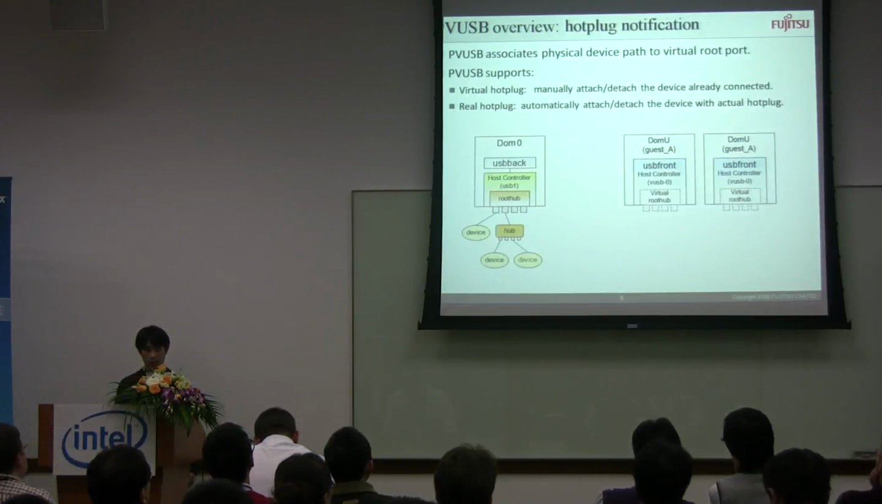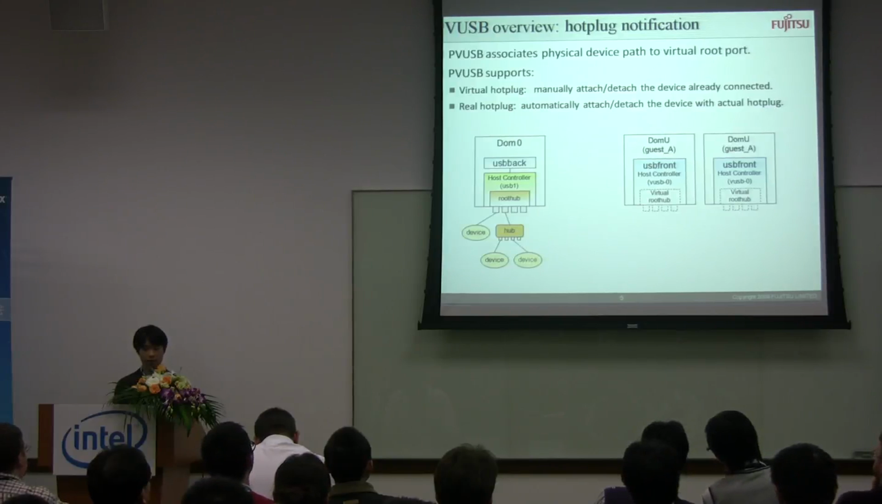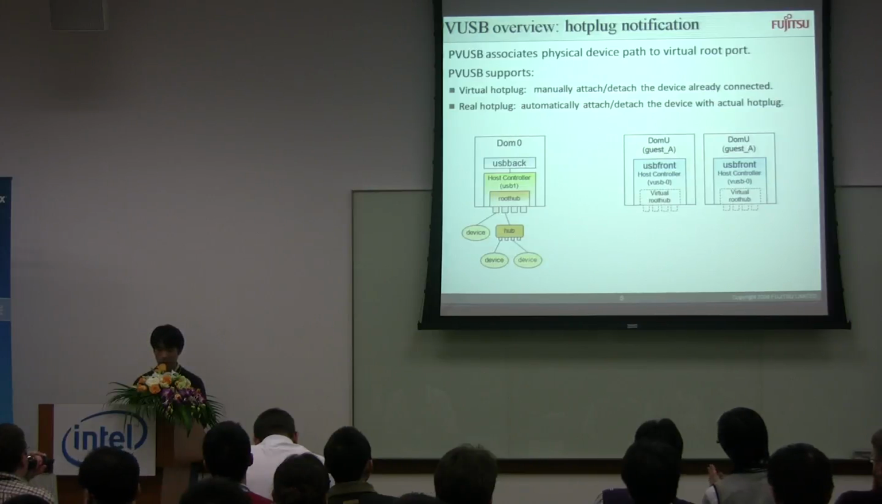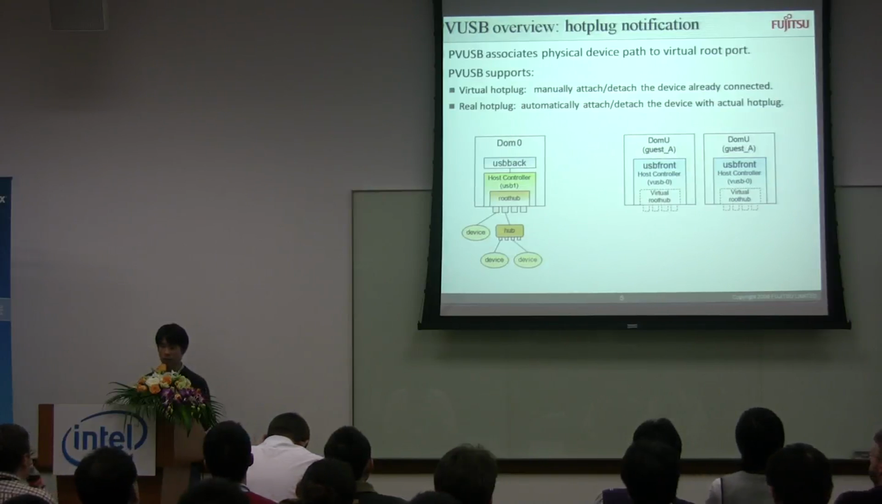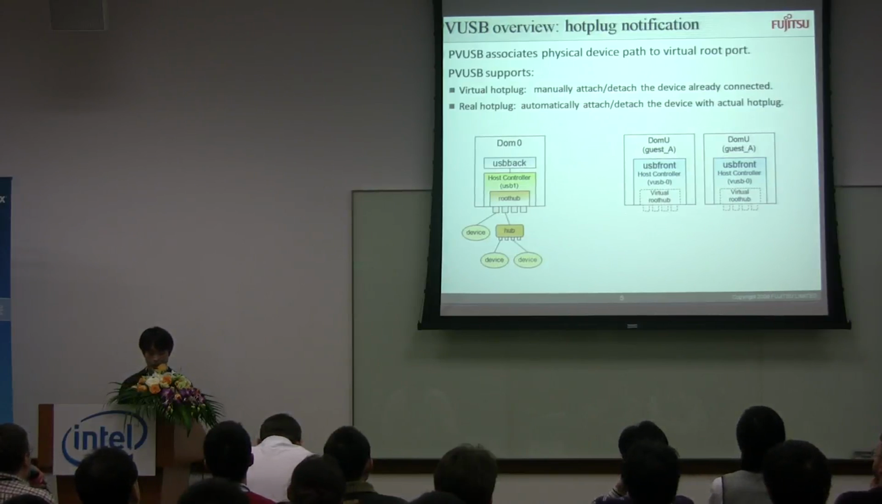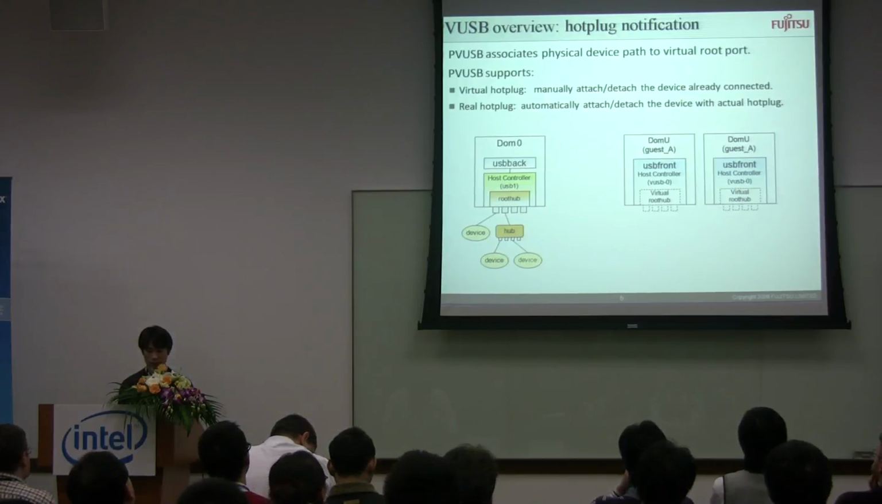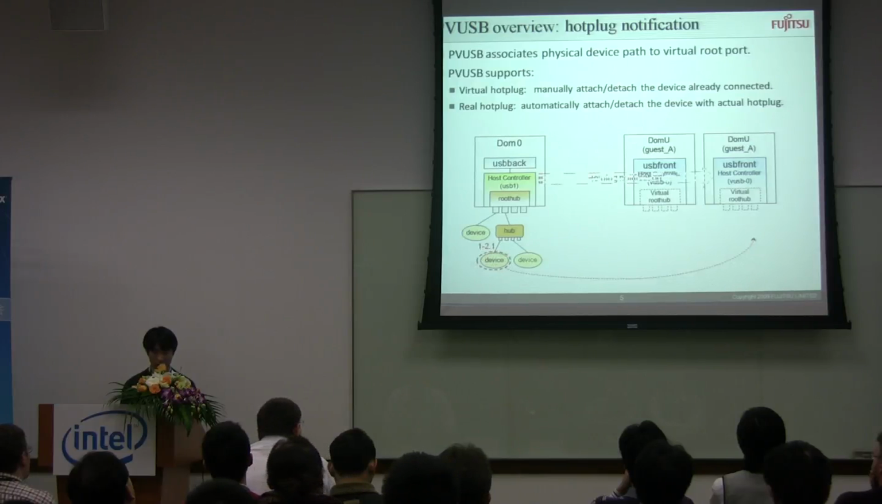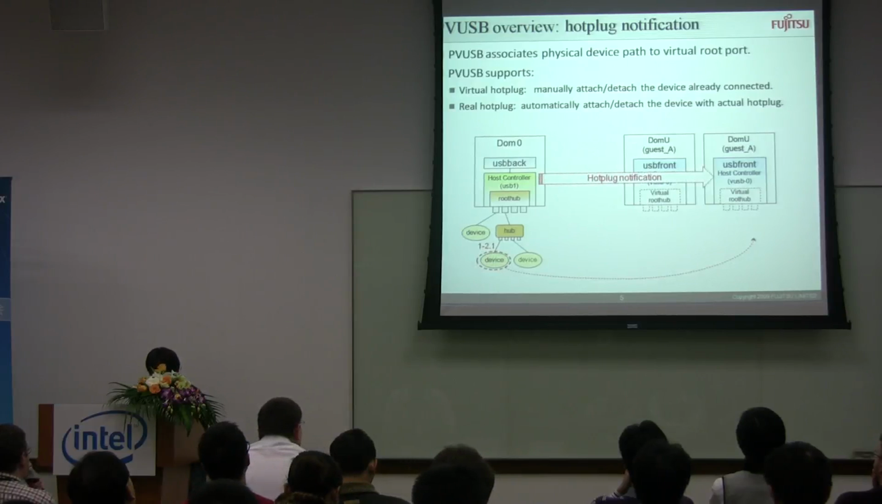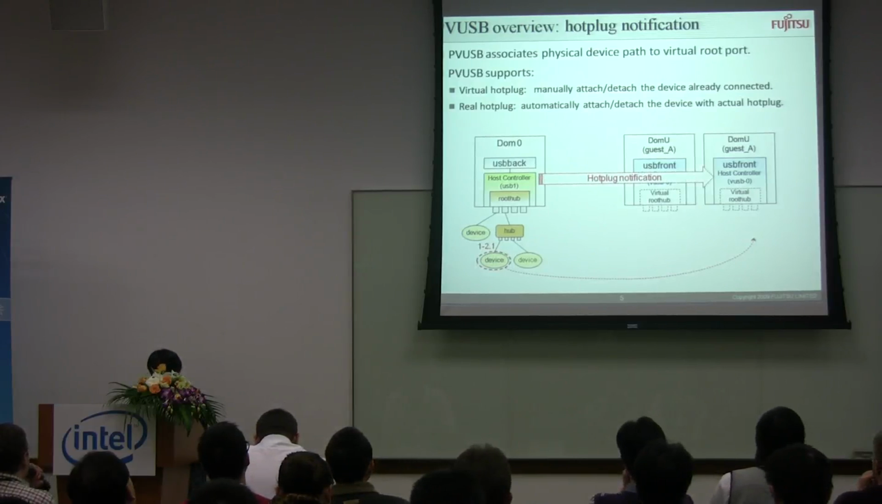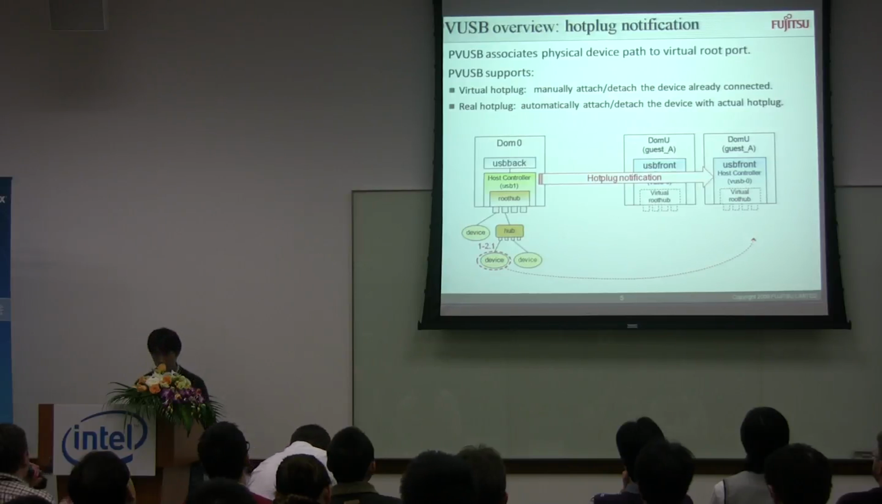Next is hot plug. PVUSB only associates a physical USB device path to a virtual port of the guest. PVUSB supports two ways of hot plug, virtual hot plug and real hot plug. Virtual hot plug manually attaches a device that's already connected to the backend to the virtual port, this way. The specified device is assigned to the guest port, and the hot plug is notified. Then it is attached.